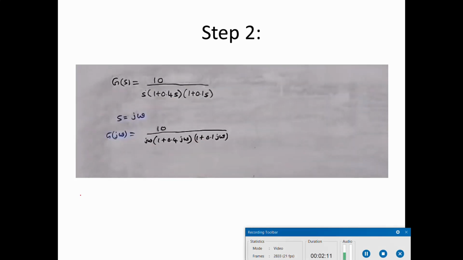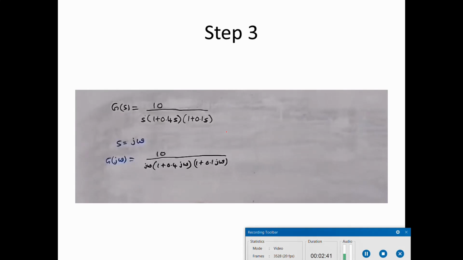So the second step is that we need to replace s with j omega term. So when we replace that, j omega is there. This s is also replaced with j omega, and this s is also replaced with j omega. So this is how the second step is, that we need to convert that s into j omega form. So this would be the final equation when we convert that s into j omega.